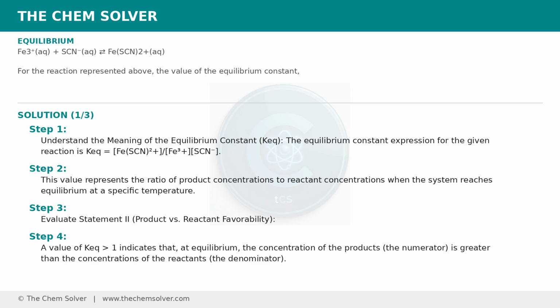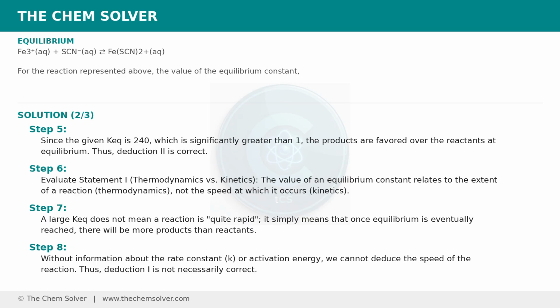Evaluate statement 2, product versus reactant favorability. A value of KEQ greater than 1 indicates that, at equilibrium, the concentration of the products, the numerator, is greater than the concentrations of the reactants, the denominator. Since the given KEQ is 240, which is significantly greater than 1, the products are favored over the reactants at equilibrium. Thus, deduction 2 is correct.